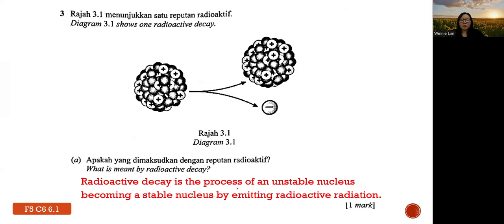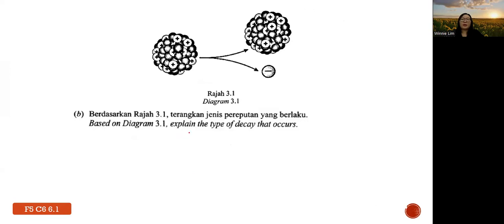by emitting radioactive radiations. Okay, so I will tell students the definitions. In Paper 2 there are a lot of them, so you have to try your best to remember as many definitions as you can. Okay, B, based on diagram 3.1.